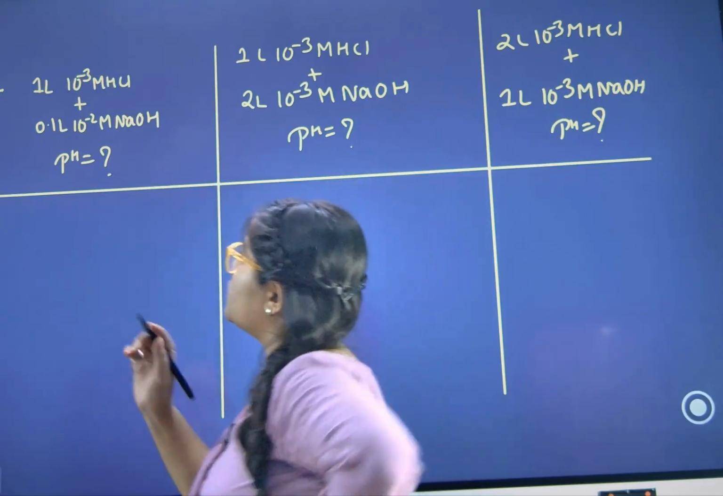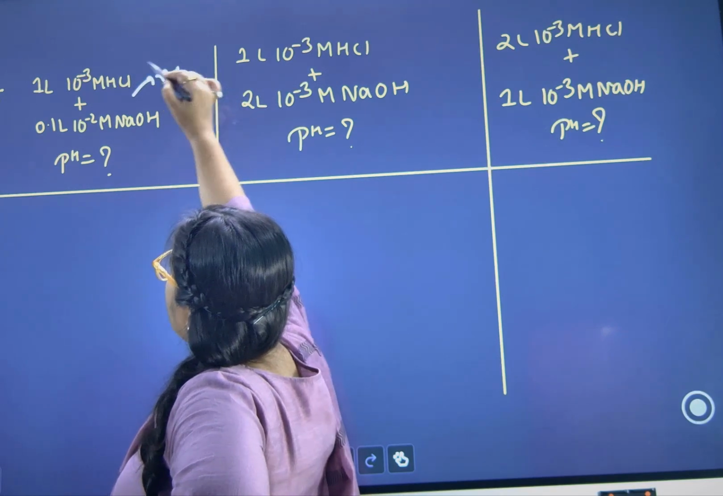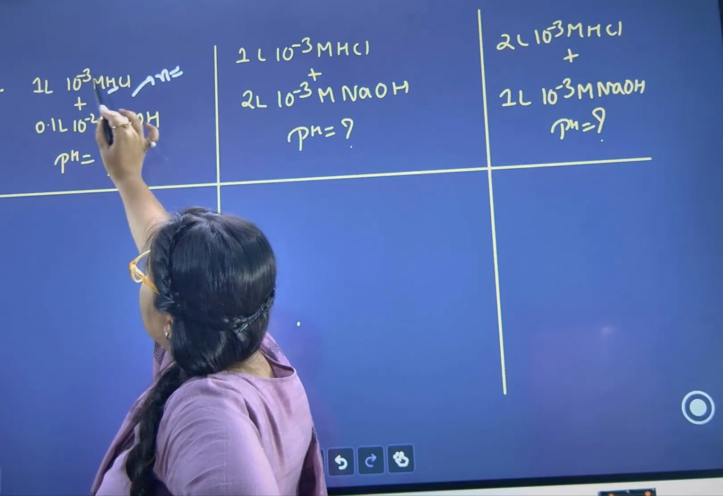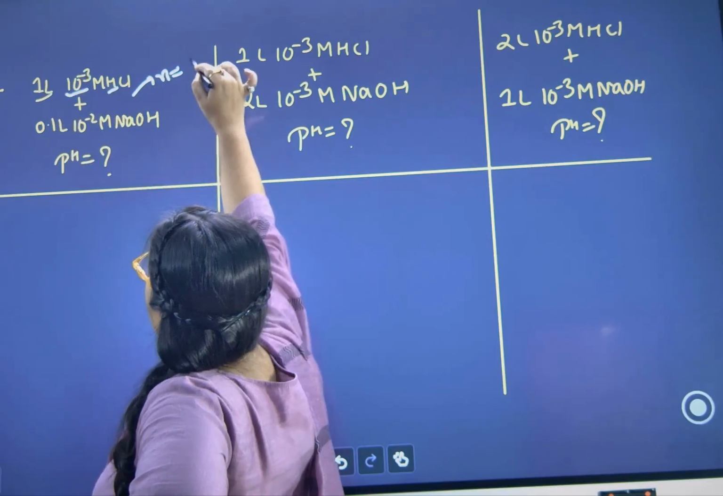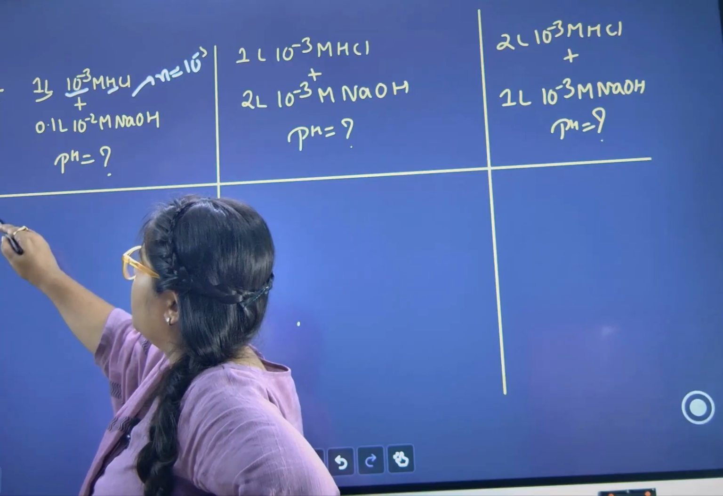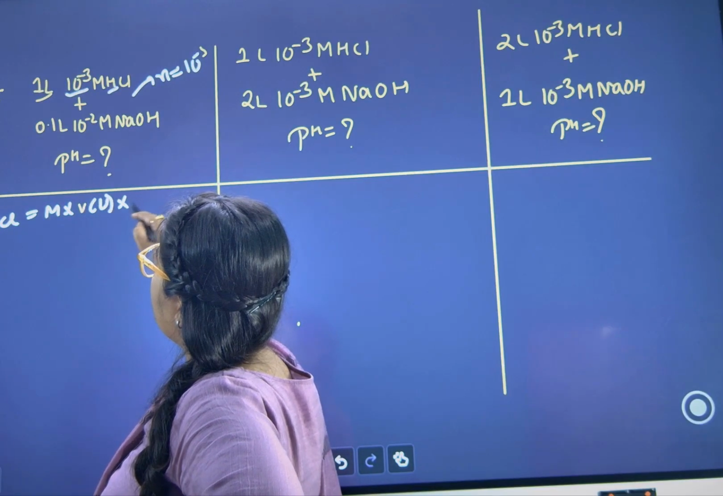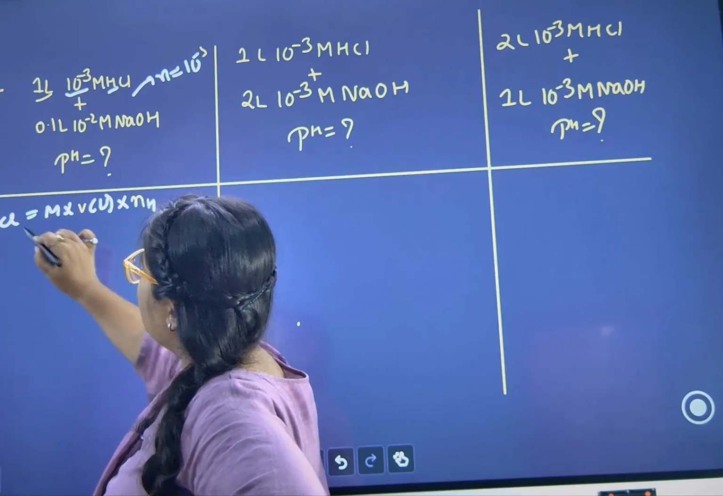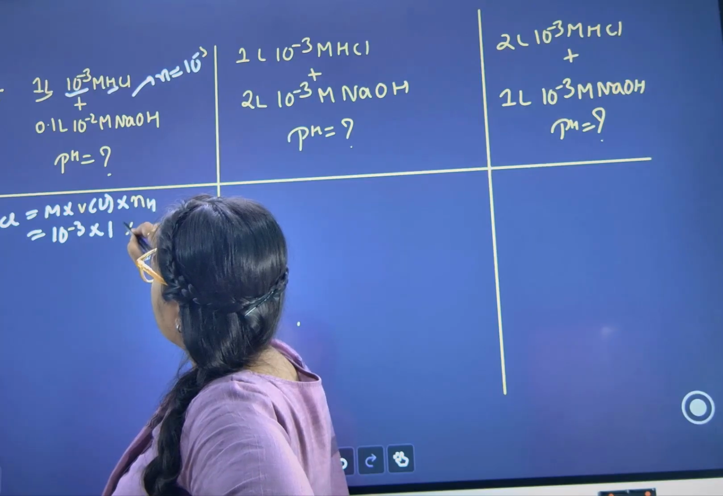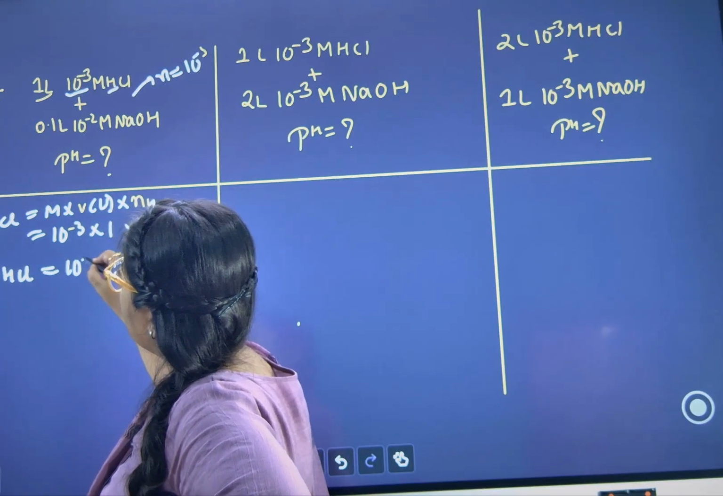Okay, so how we will solve this question? 1 liter 10 to the power minus 3. So what will be mole here? Mole will be equal to molarity into volume, and H ion is also 1. So 1 into 10 to the power minus 3 into 1. Here mole will be 10 to the power minus 3. Moles of HCl, molarity into volume in liter into number of H ion. HCl, so 1 H ion only. Molarity is 10 to the power minus 3. Volume is 1 liter and 1.